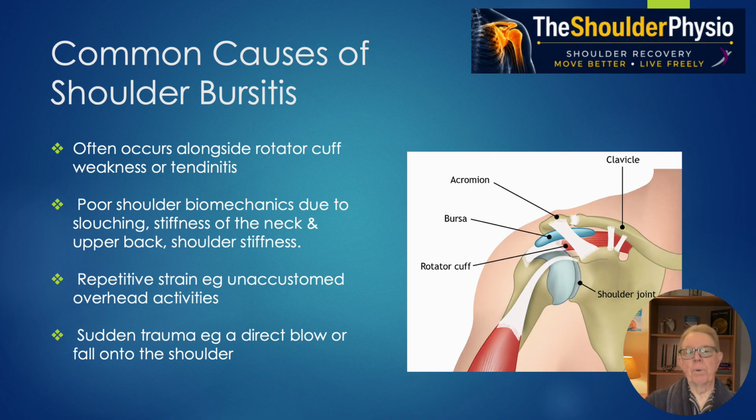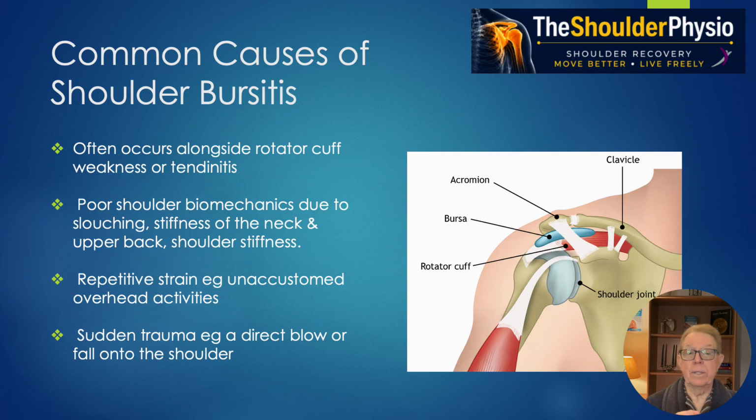Poor shoulder biomechanics are also implicated. If you've spent your day slouching, hunched forward in front of a computer, you're going to end up with a stiff lower neck and upper back and shoulder stiffness. That posture and that stiffness combined end up creating more pressure on the bursa when you go to use your arm. And then there's repetitive strain.